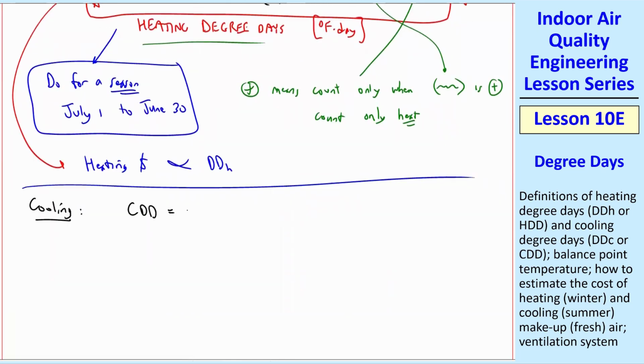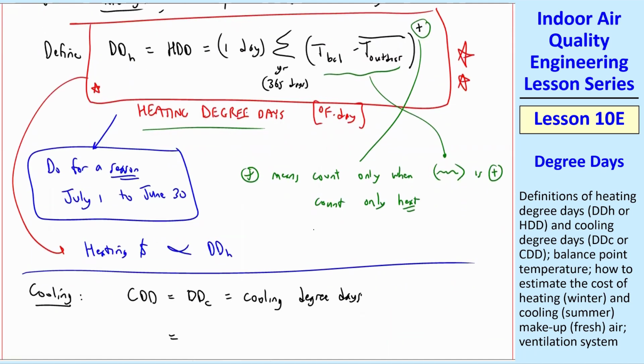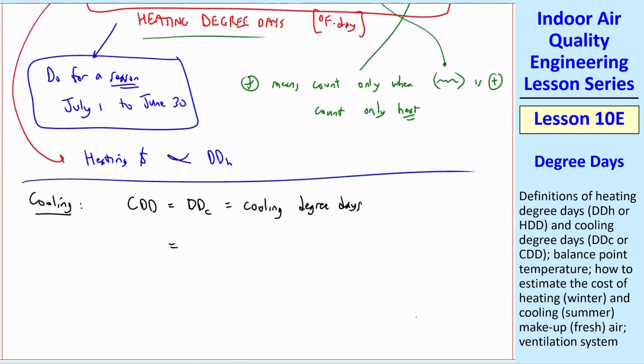Now there's a similar thing for cooling. Cooling degree days equal DDC. We use that notation in our book. And it's the same equation, except we're going to use negative, but it's usually written just by switching the temperatures around and still putting a plus. So we're going to do it this way.